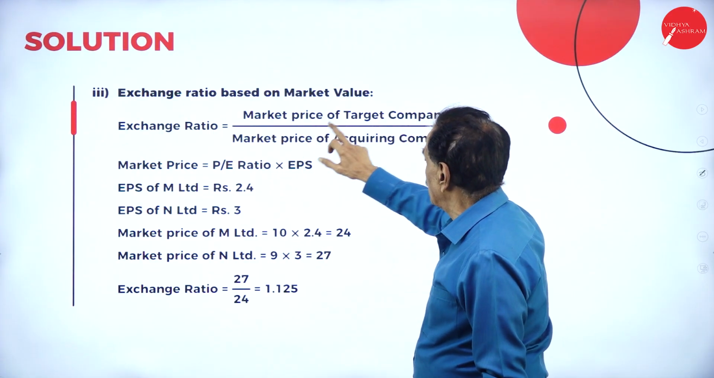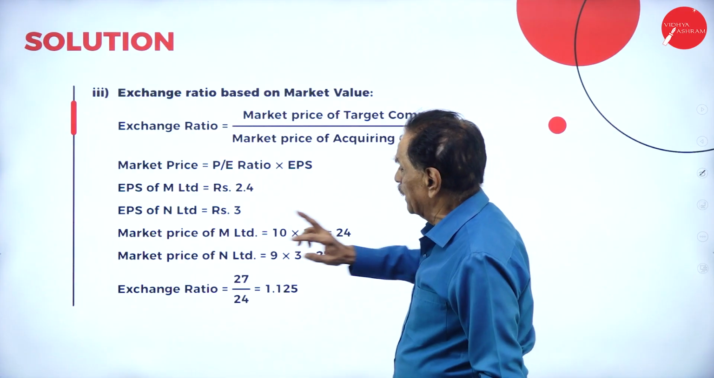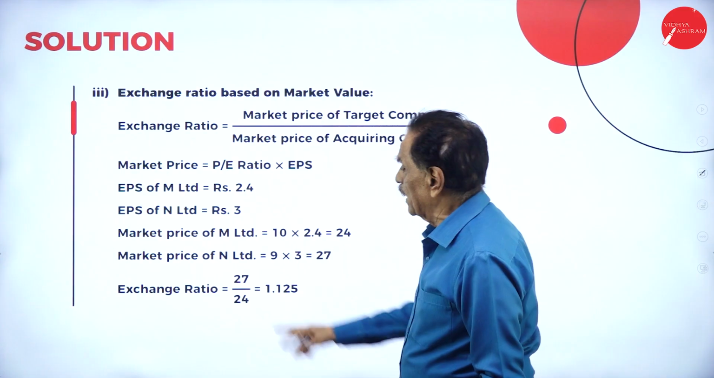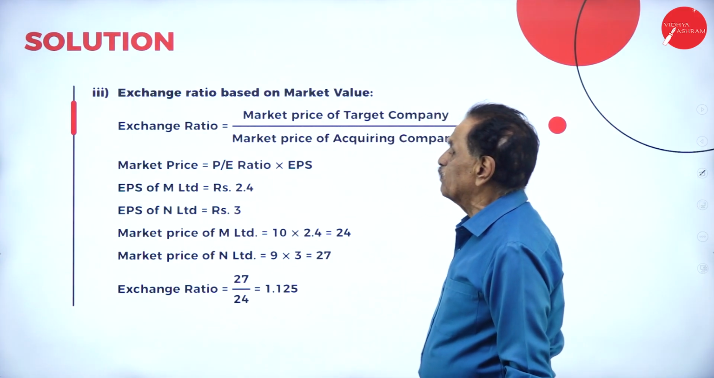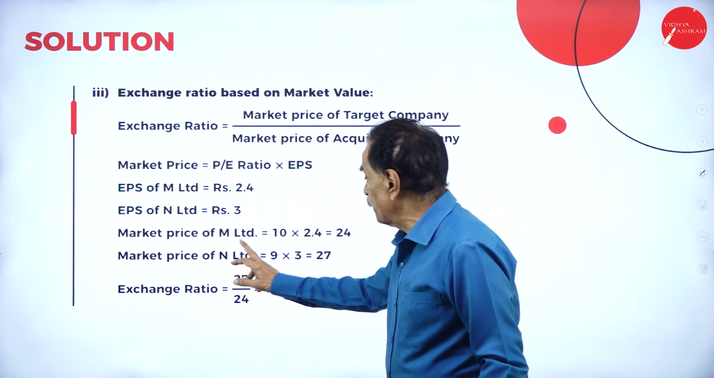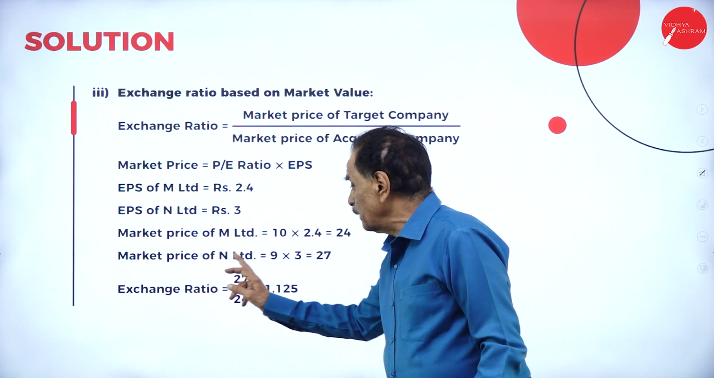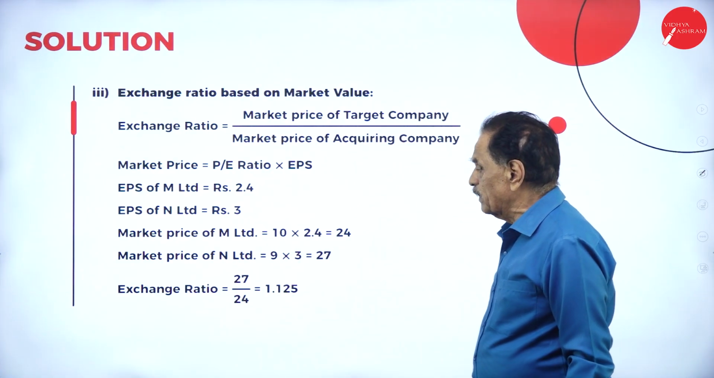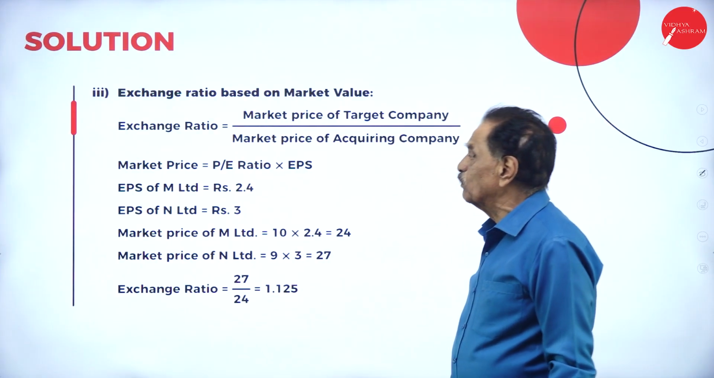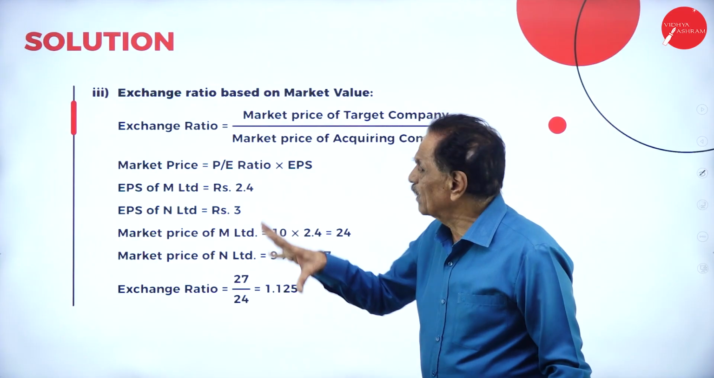Exchange ratio is the market price of the target company divided by the market price of the acquiring company. Market price is the price earning ratio multiplied by earning per share. EPS of M Limited is 2.4. EPS of N Limited is 3. So market price of M Limited is 10 into 2.4, which is 24. Market price of N Limited is 9 into 3, which is 27. Exchange ratio is 27 divided by 24, which is 1.125. So these are all based only on formulas.